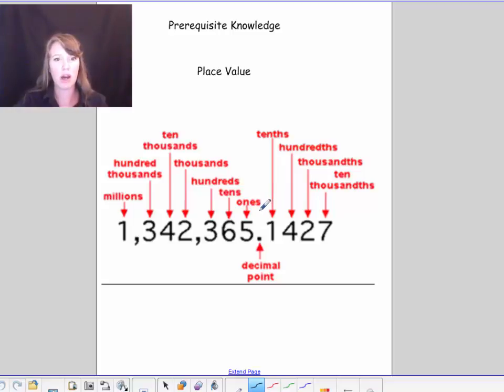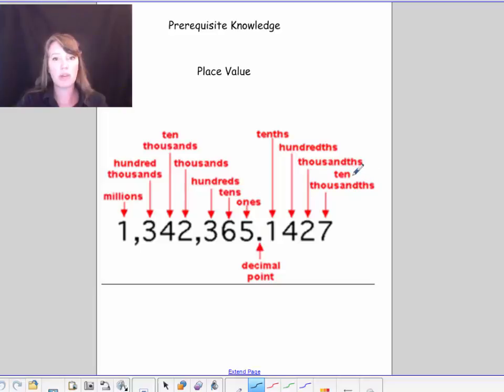So we start here with ones place, tens, hundreds, thousands, and so on. Notice that when we get to thousands, there are two others that are named with the word thousands in it, so it would be 10,000s, 100,000s. Then we get to another unit called millions. Then we'd have 10 millions and 100 millions, then billions, and so on.